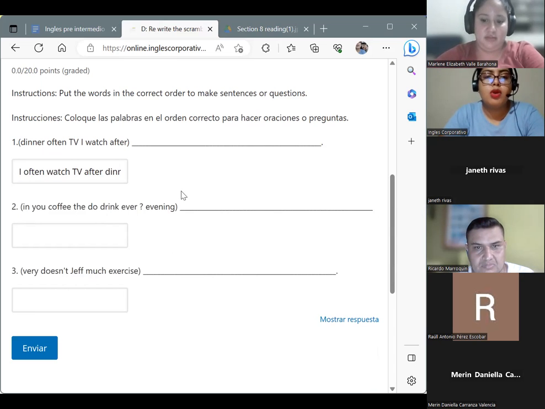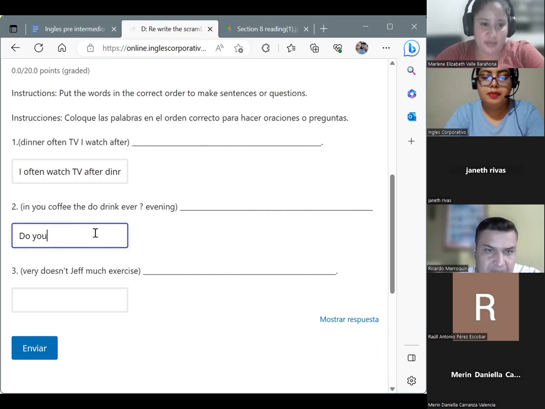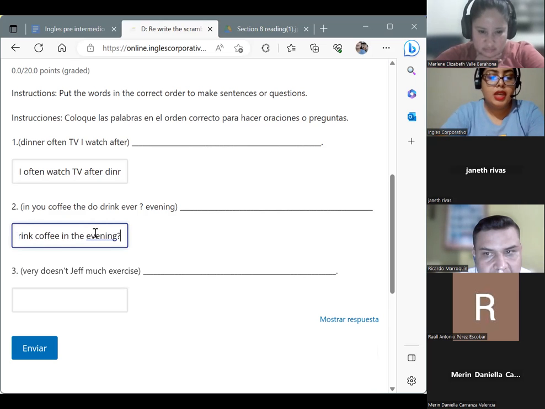En la número dos, ¿cómo lo escribió? Ay, ya lo borré. Okay, tratemos de ponerla. Tenemos, do you ever drink coffee? Drink coffee. In the evening. Do you ever drink coffee? In the evening. Okay. Perdón por el... Don't worry.